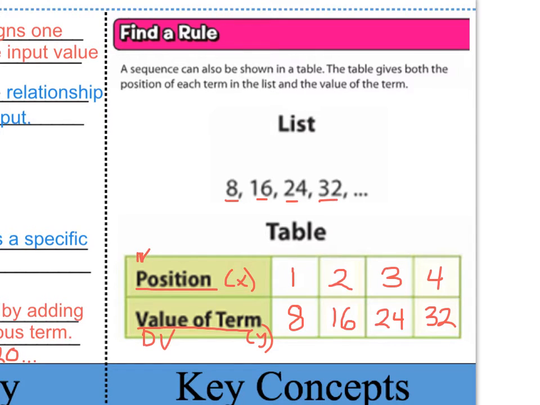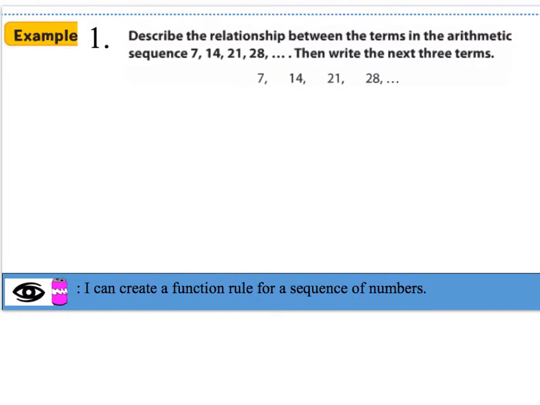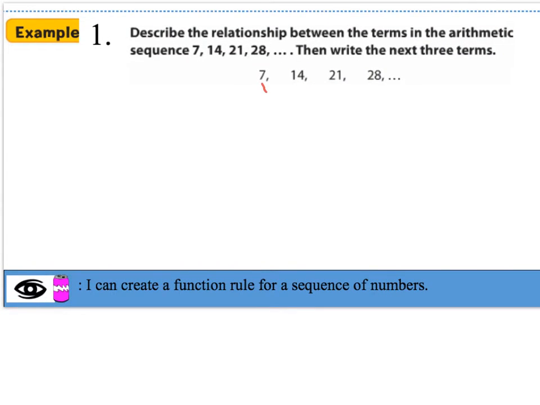So let's use these key concepts to discuss the following examples. For example 1, it says describe the relationship between the terms in the arithmetic sequence 7, 14, 21, 28, and so on. Then write the next 3 terms. So we know that this is a sequence because there's a specific order to these numbers. If I go from 7 to 14, I'm adding 7. If I go from 14 to 21, I'm adding another 7. If I go from 21 to 28, I'm adding another 7. So my rule is to keep adding 7 to the previous numbers.